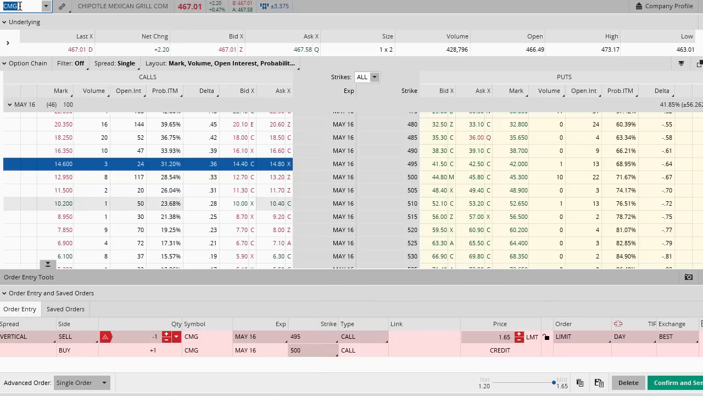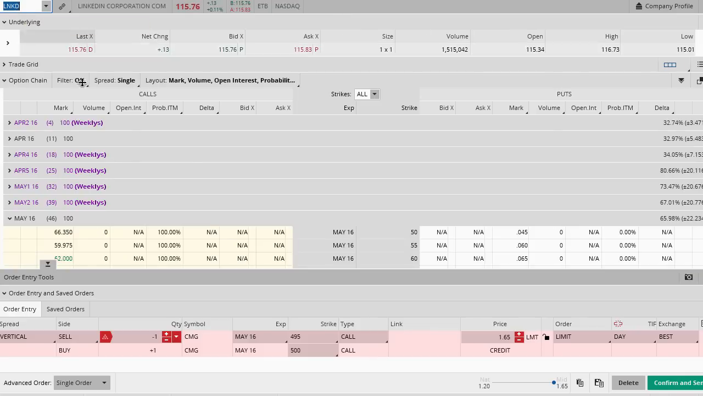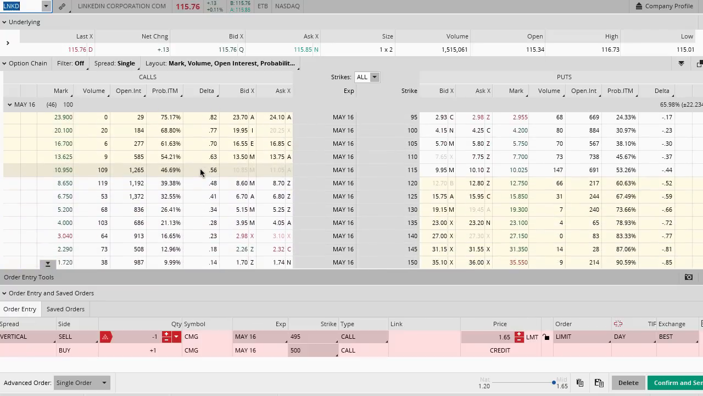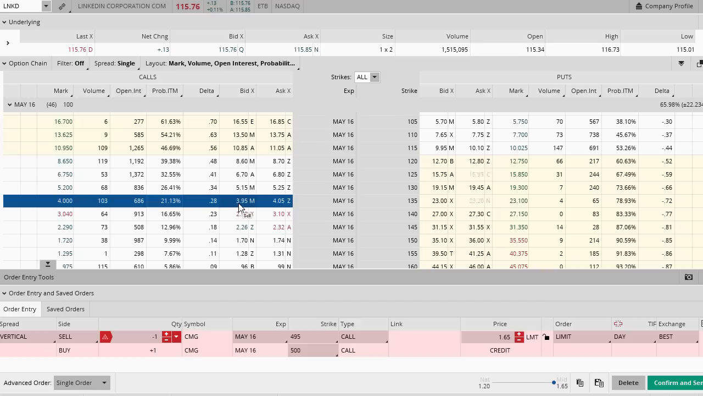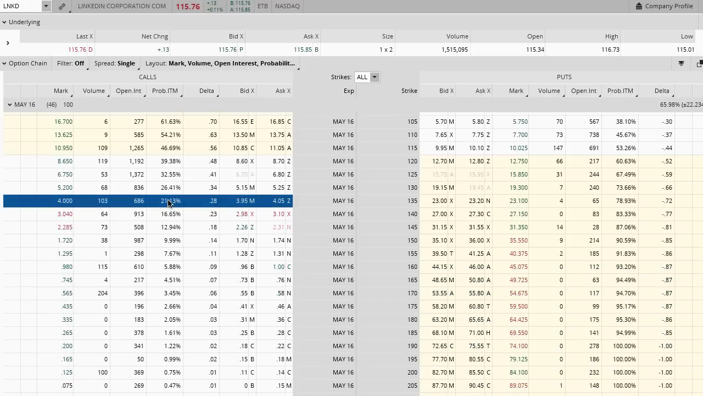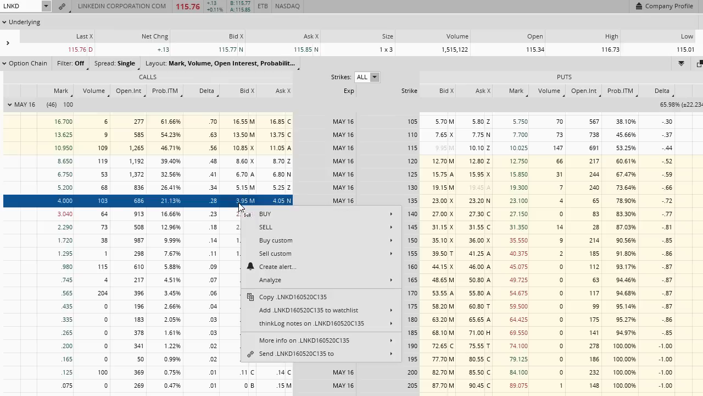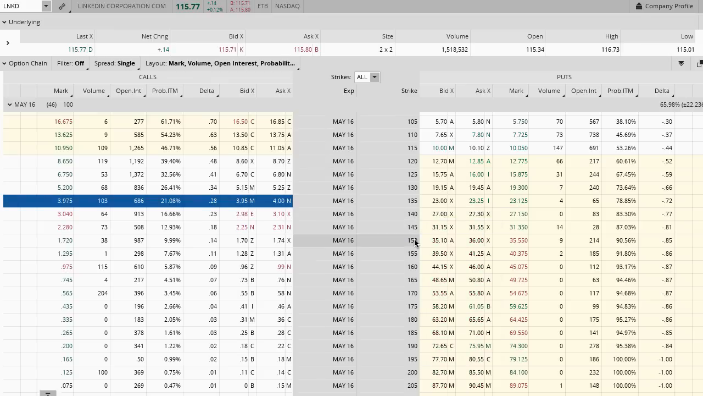Now let's look at something a little bit different that might not have as great of pricing. So let's look at LinkedIn, okay? Another high-priced security. And let's look at the same 20% probability of being in the money level like we did with CMG on the initial trade. The 135 call options have about a 20% chance of being in the money at expiration, so about an 80% chance of winning.